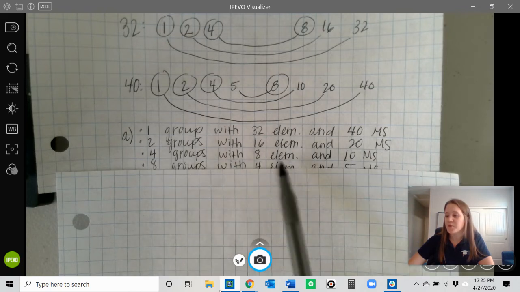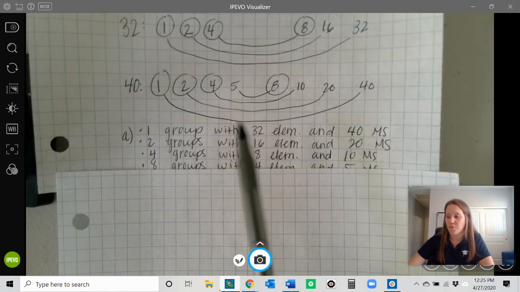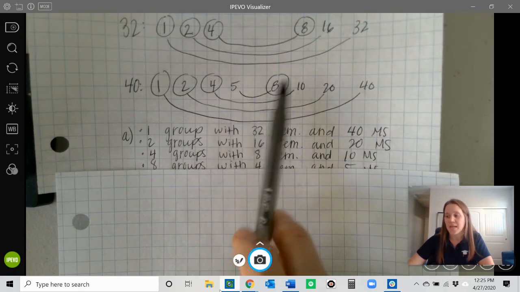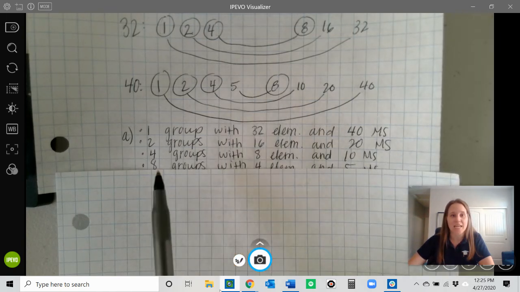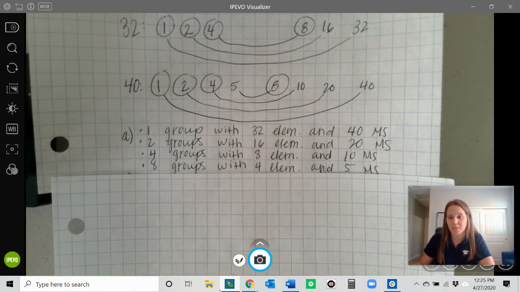I could also have four groups with 8 elementary schoolers and 10 middle schoolers. 4 was the next common factor. And my greatest common factor is 8. I could have 8 groups with 4 elementary schoolers and 5 middle schoolers in each group.